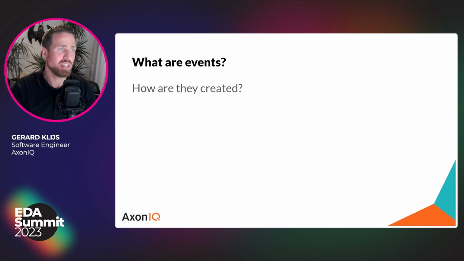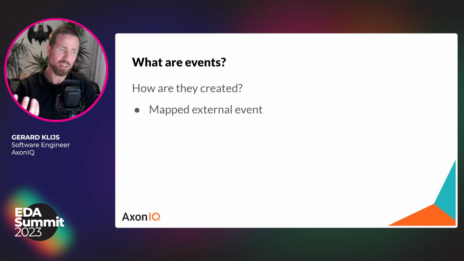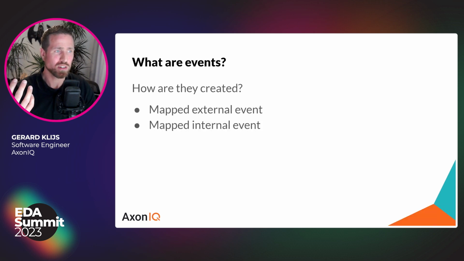How are events created? There are several ways. So it could be a mapped external event. So something is happening outside of the domain of the application, and for example, by a REST call or something, that event is created. It could be an internal event. So really something that's created from the application itself.